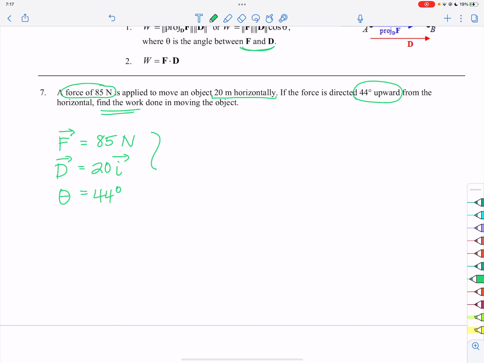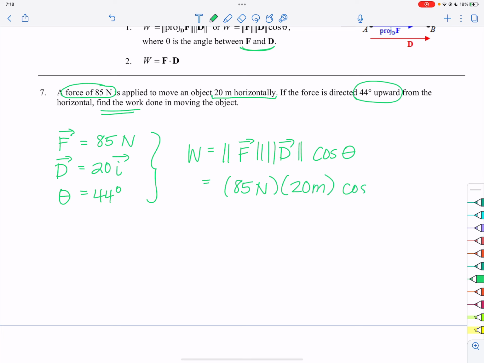So we have enough information to find the work using the magnitude of the force vector multiplied by the magnitude of the displacement vector multiplied by the cosine of theta. So we have 85 newtons multiplied by 20 meters multiplied by the cosine of 44 degrees. And that's approximately 1,223 Newton meters.